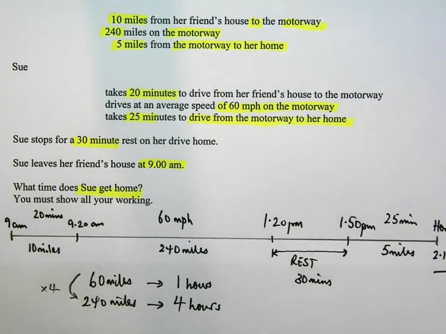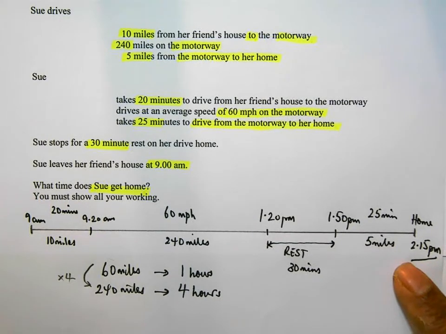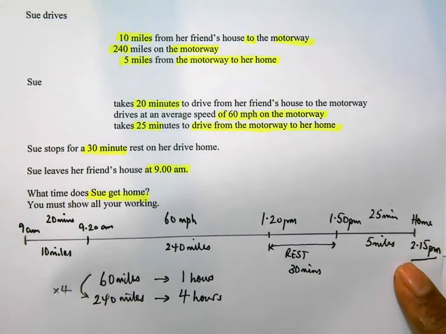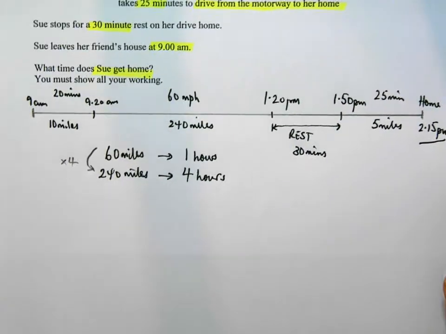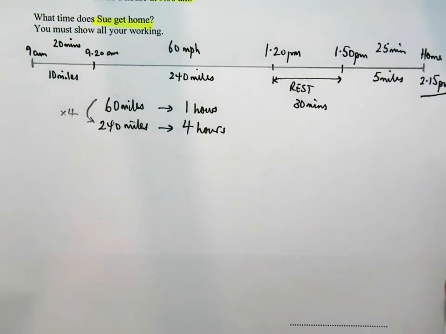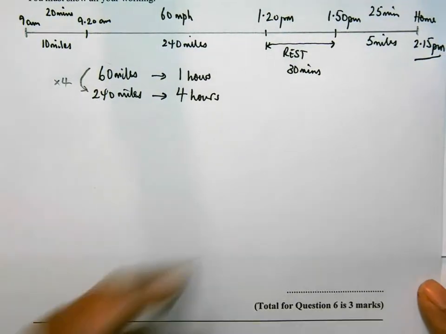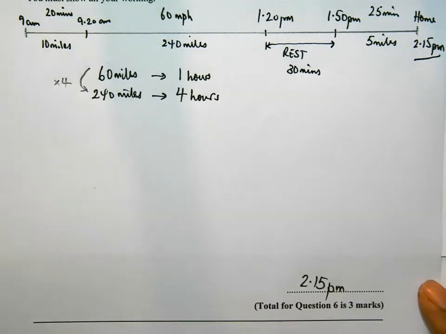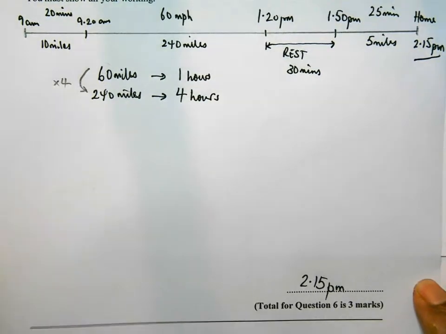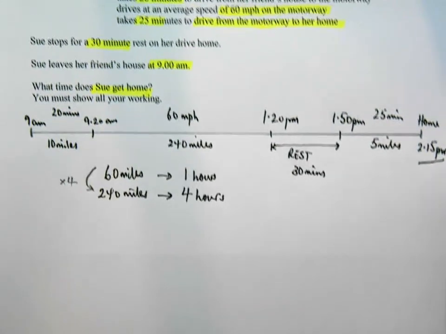Okay, so there's my diagram all together, outlining her whole journey, and I indicated that she's going to get home at 2:15 p.m. There's a lot of information in this question. This question is worth 3 marks altogether, and in the answer space, I'm going to just write down 2:15 p.m. You could have worked in a 24-hour clock and written 14:15 there. I hope and I expect that they'd give you the marks for that.